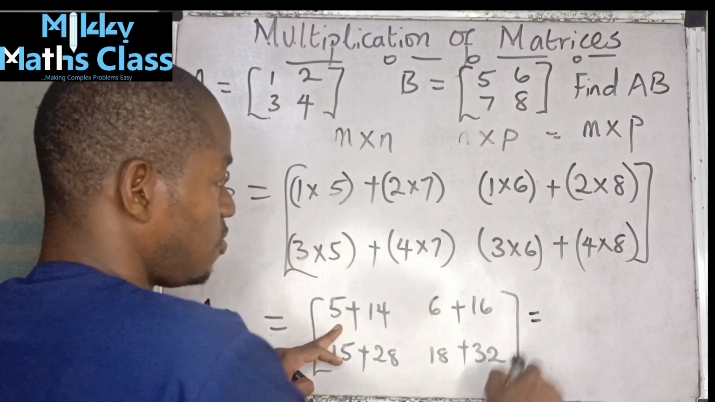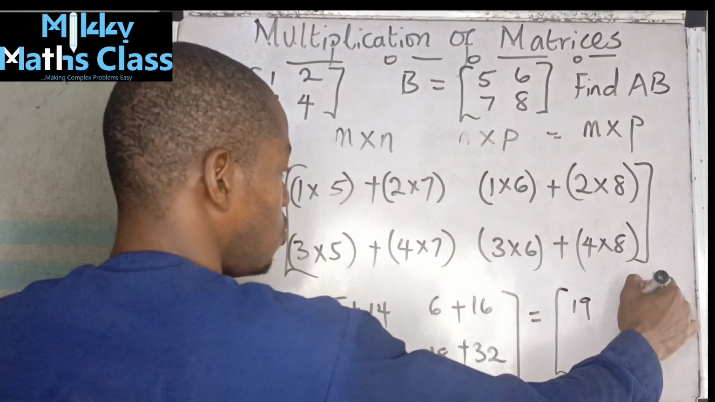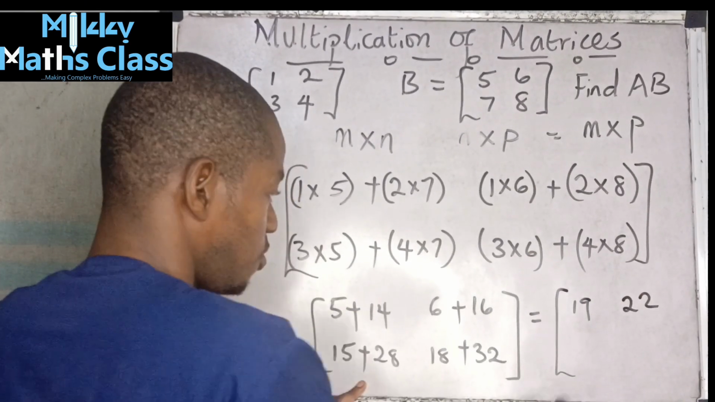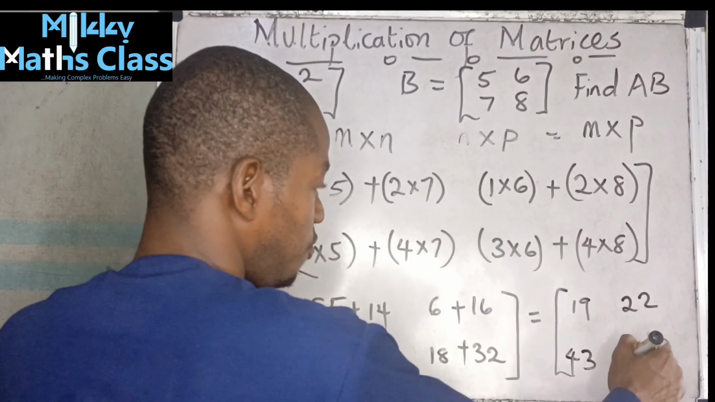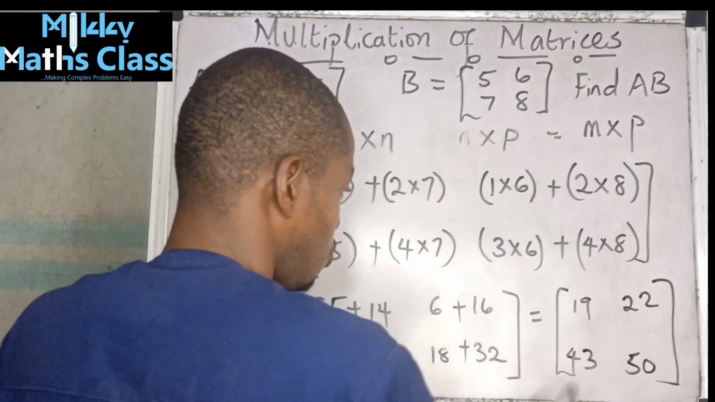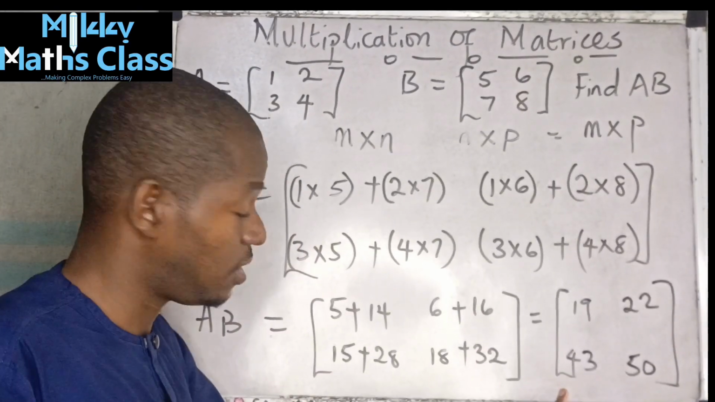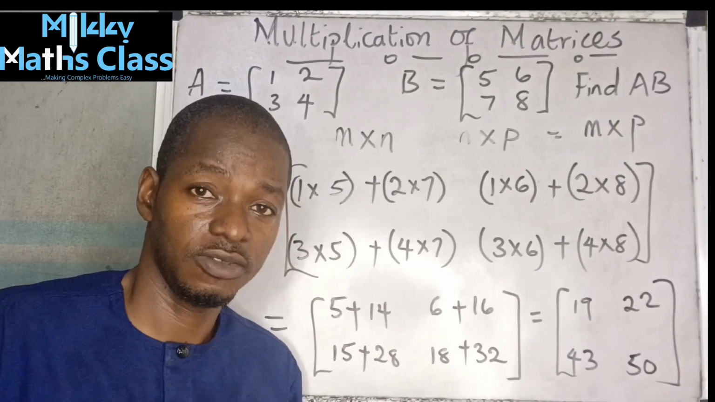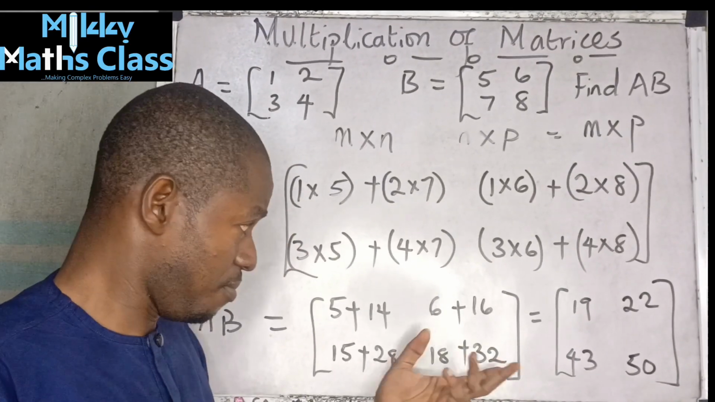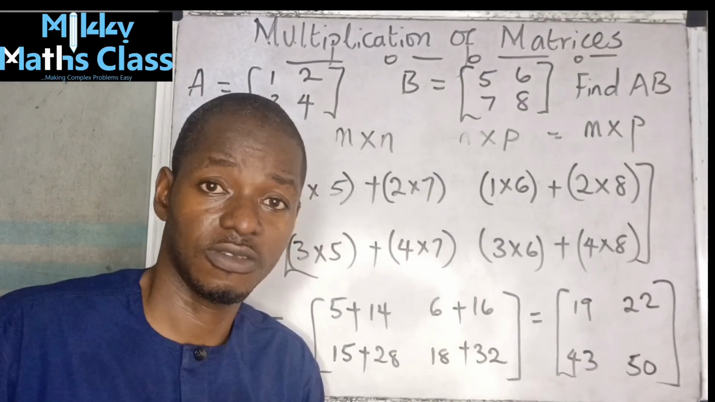So this is 19. This is 22. Then this is 43. And this is 50. So we have 19, 22, 43, and 50 as the answer. So it gives us an m by p matrix, which is also a 2 by 2 matrix in this case.